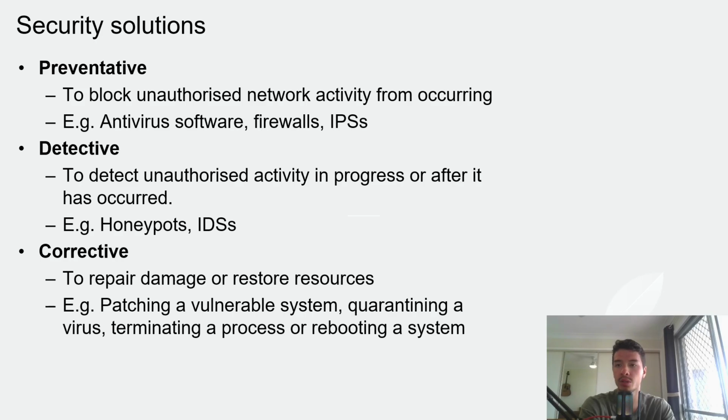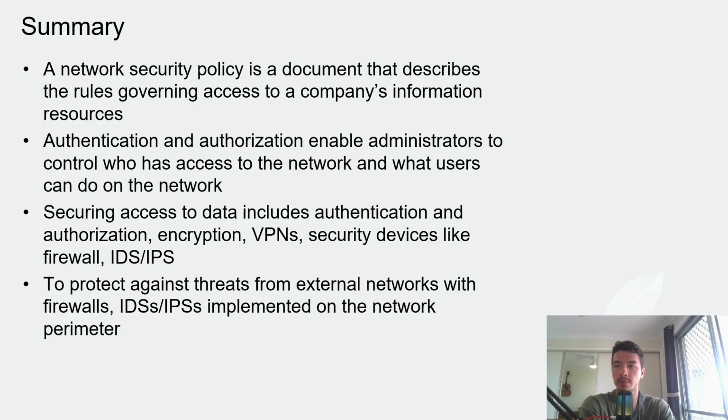Security solutions can be preventative, detective, or corrective. These are just different types. Preventative are things like antivirus software and firewalls, so they're stopping things from potentially happening. Detective is to detect unauthorized activity in progress or after it has occurred, like honeypots and IDS. Corrective is to repair or restore resources, like fixing viruses, terminating a process, or rebooting a system.